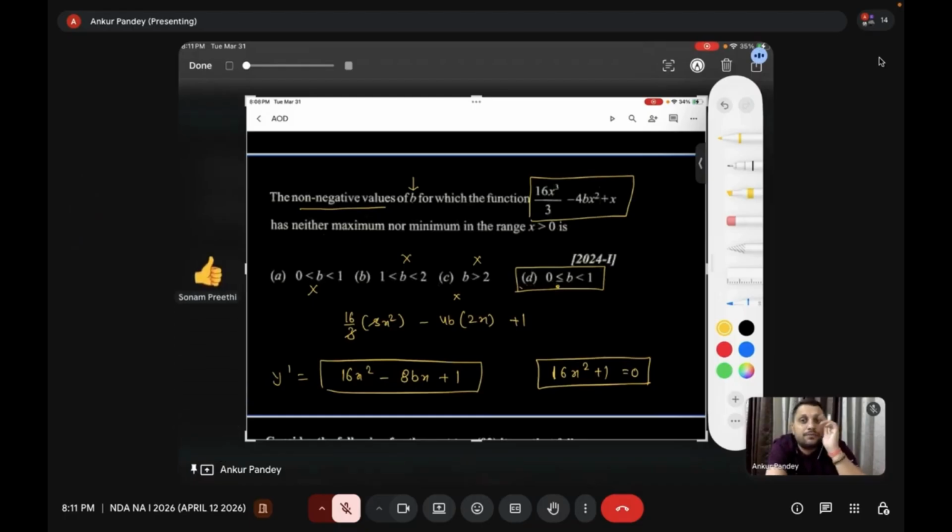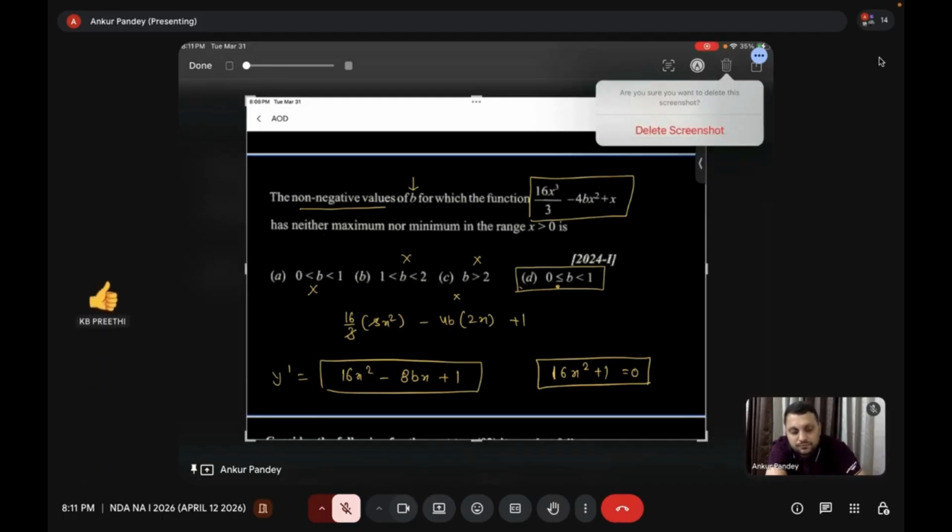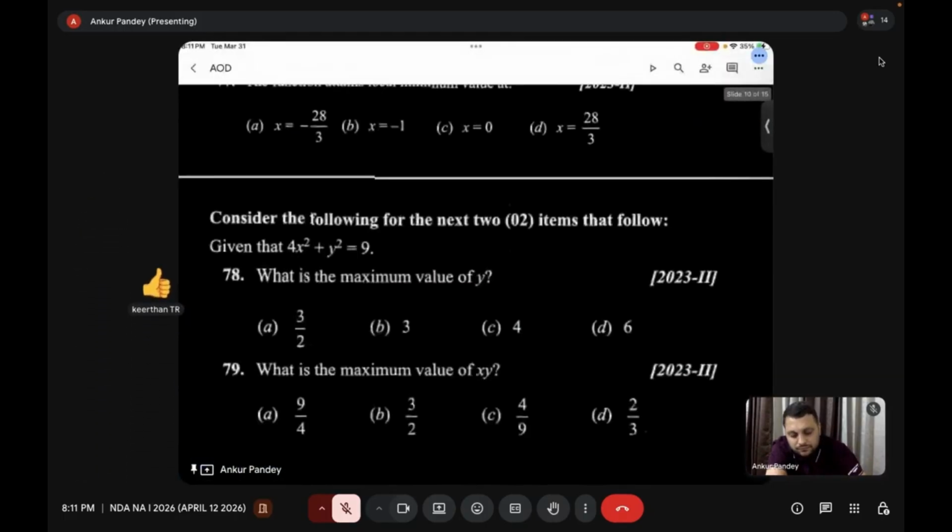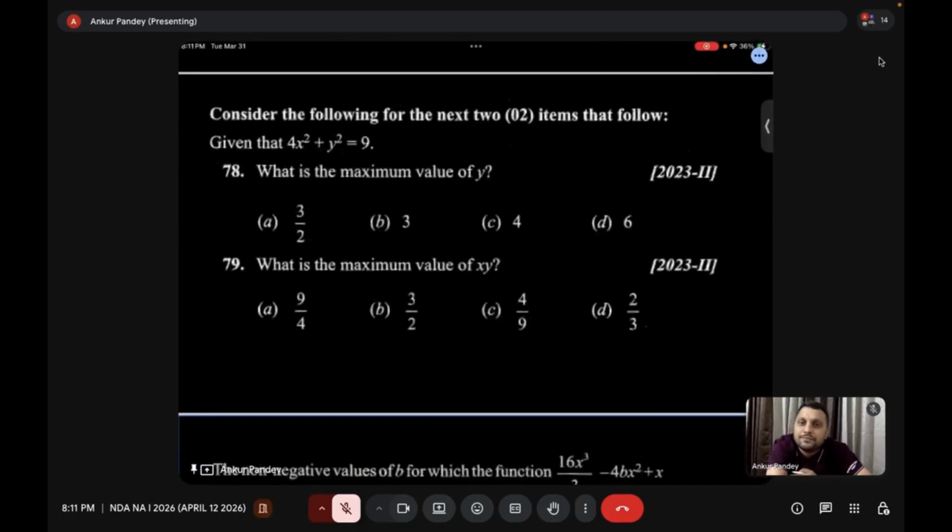Options will help you out. So these were 5 questions of 2024-1 from Maxima and Minima and increasing and decreasing combined. Clear? Now you guys try. Take your time. 79 I'll do, 78 you guys do. Meanwhile, I'll get myself a glass of water. 78 you do.